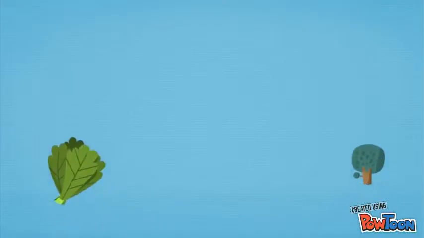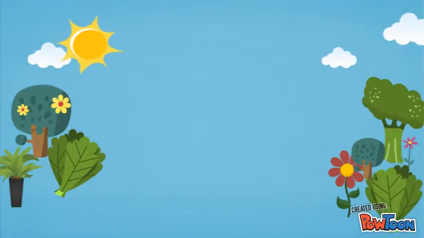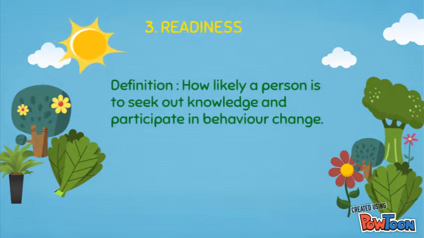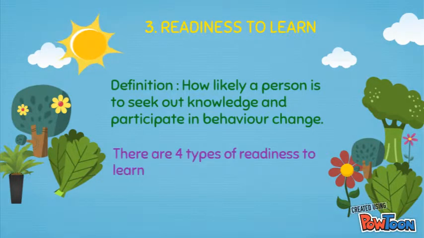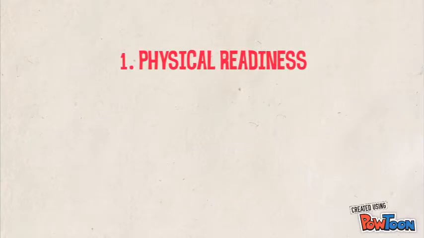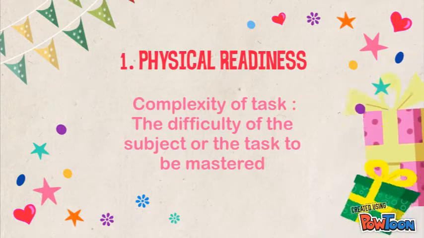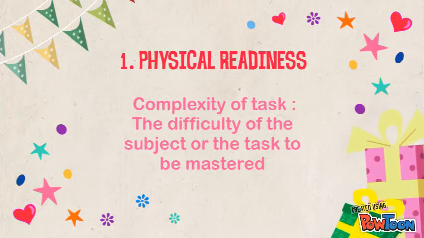The third determinant of learning is readiness to learn, which is how likely a person is to seek out knowledge and participate in behavior change. And there are 4 types of readiness to learn. The first type of readiness to learn is physical readiness, such as the complexity of task, which is the difficulty level of the subject or the task to be mastered.